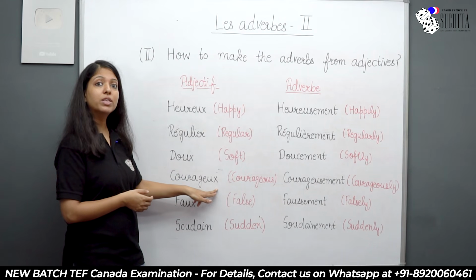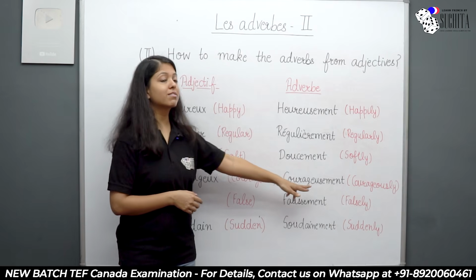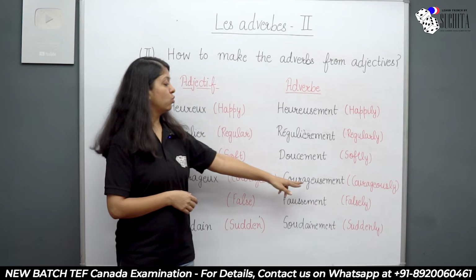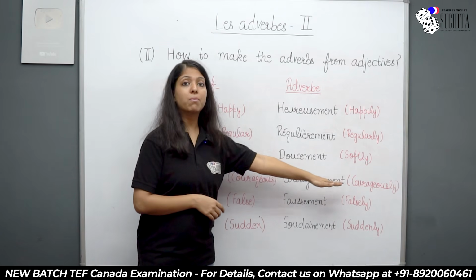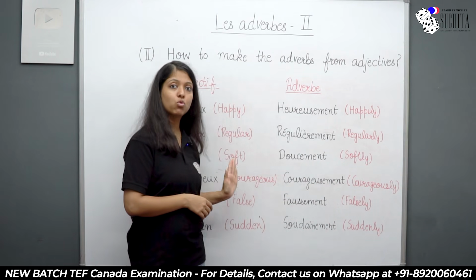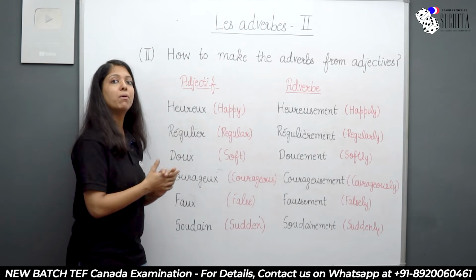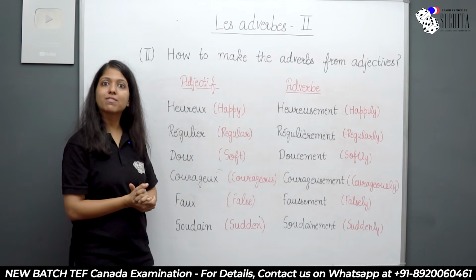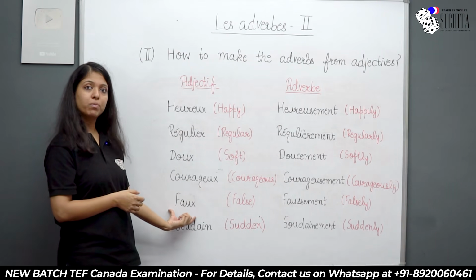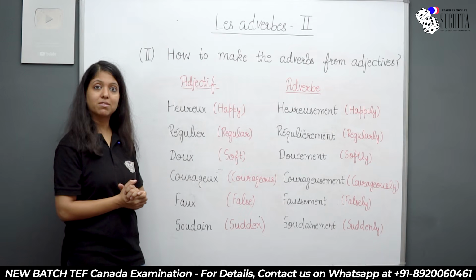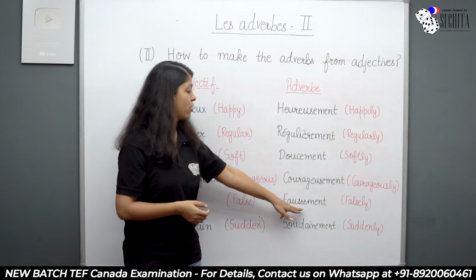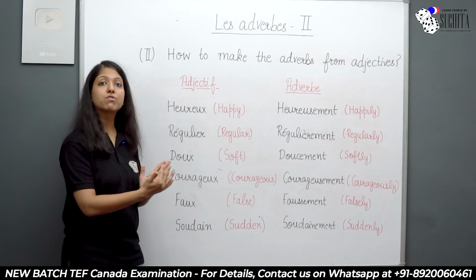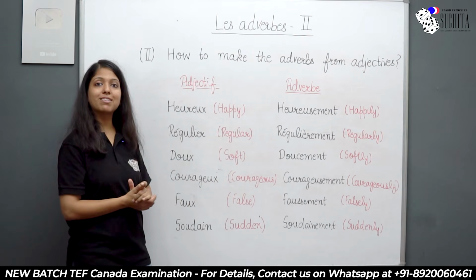Next is courageux. Again, it ends with a consonant. So first you need to make its feminine, which is courageuse. So courageux, courageuse, and then add ment to it. So courageux, courageusement. Courageous, courageously. Okay. The next one is faux. Again, that ends with a consonant, X. First, make its feminine: fausse. And then add ment to it. So it's faussement. False, falsely.